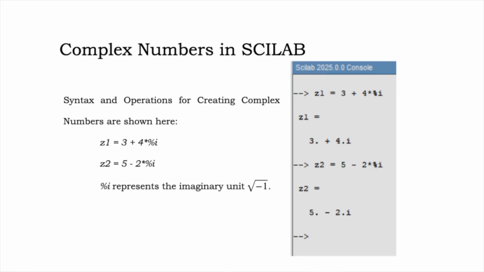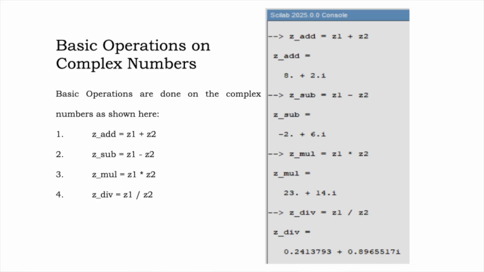Percentage i represents the imaginary unit, the square root of minus 1. Basic operations are done on the complex numbers as shown here. Z addition is equal to z1 plus z2. Z subtraction is equal to z1 minus z2. Z multiplication is equal to z1 into z2. Z division is equal to z1 divided by z2.